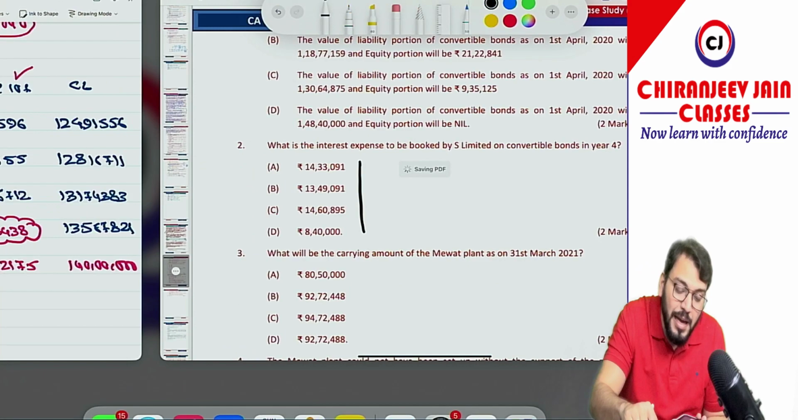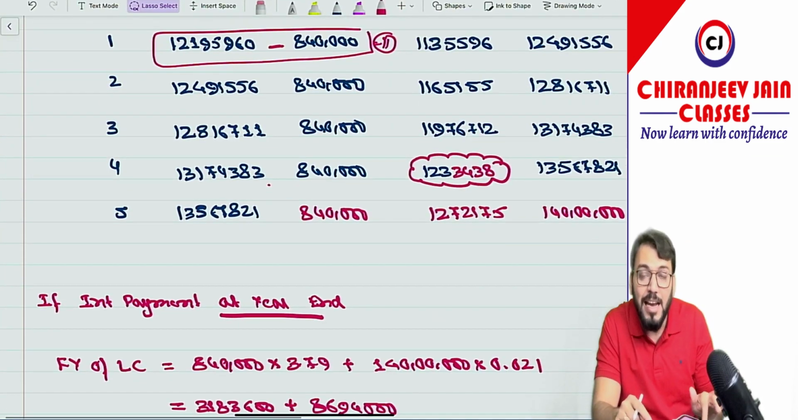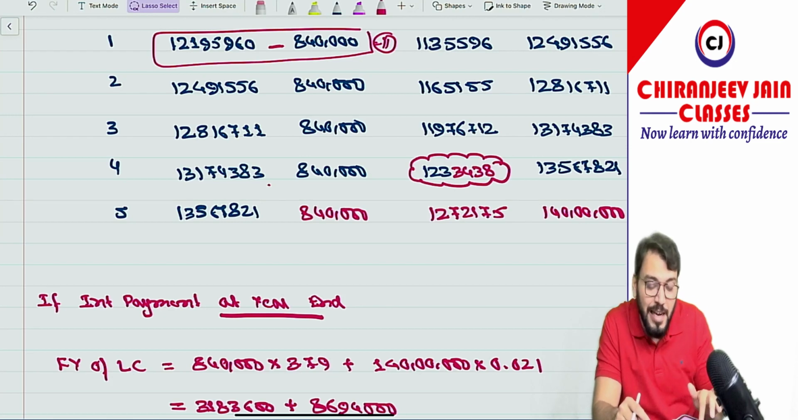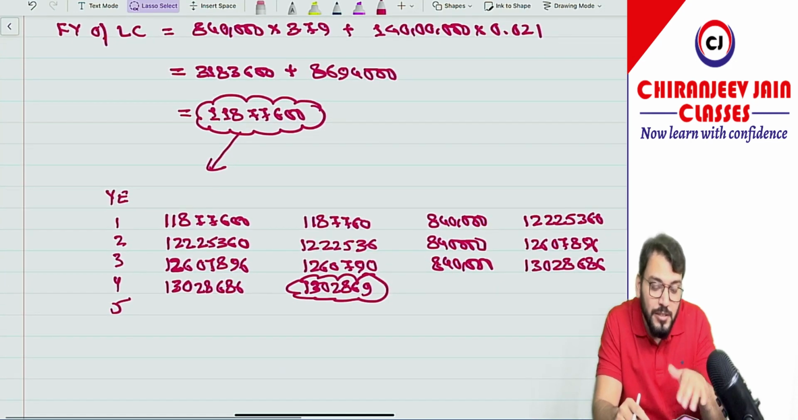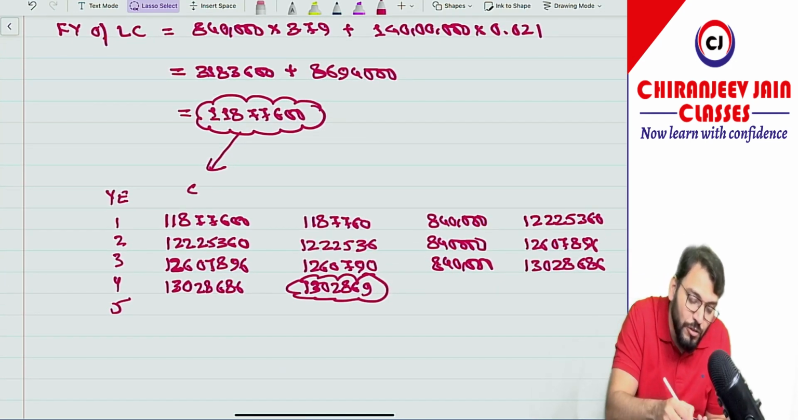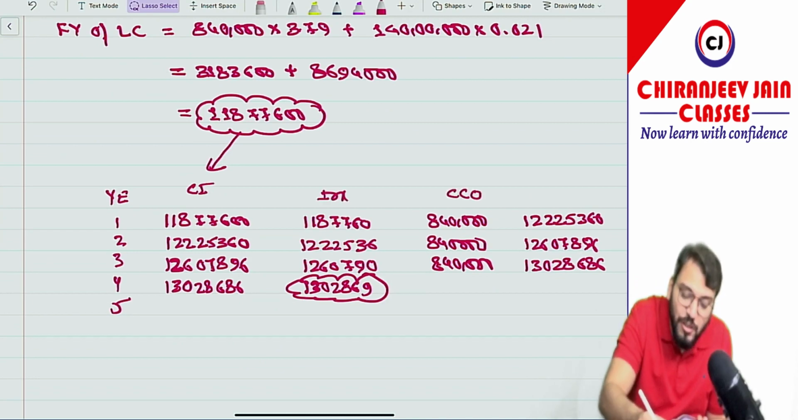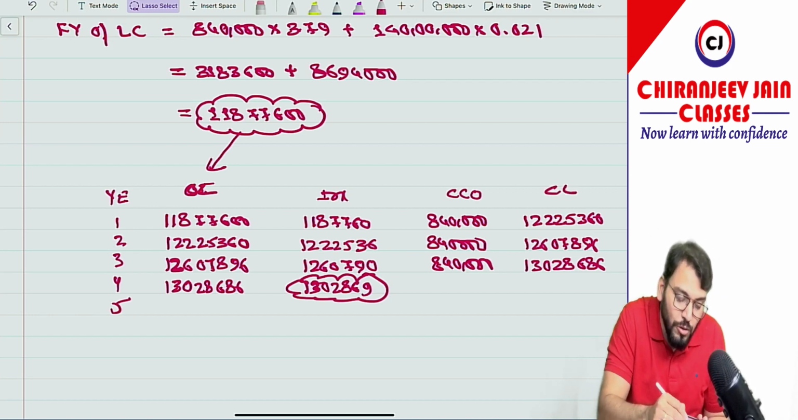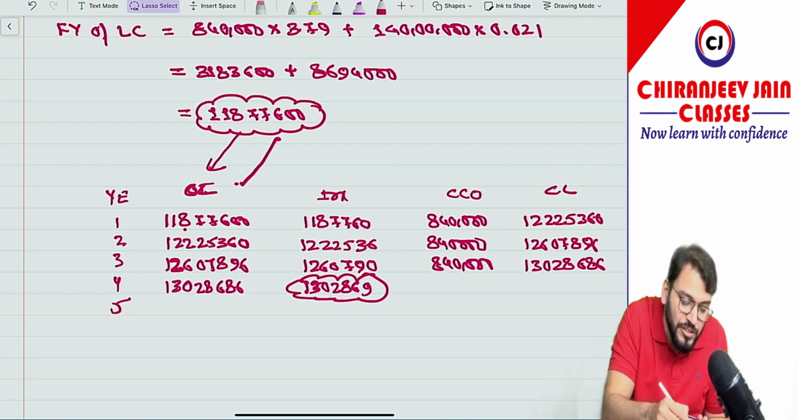Means what will be the answer based on the point that if the interest payment has been done at the end of the year, then your calculation will be like this. This is closing liability, this is interest, then this is contractual cash outflow, this is opening liability, this is closing liability, and you can prepare this of course now. So opening liability will be 1,18,77,600 as per our calculation.